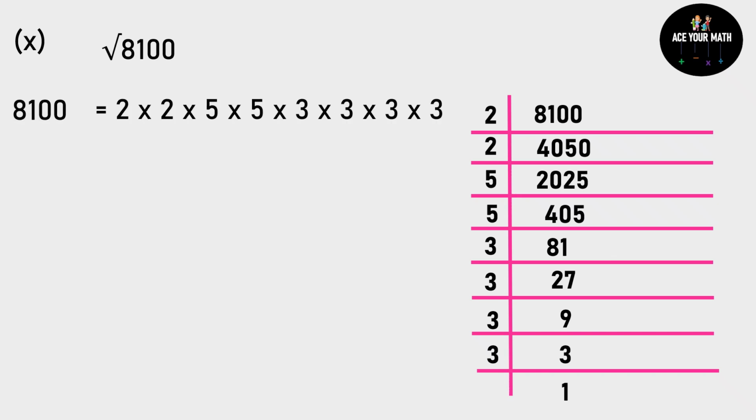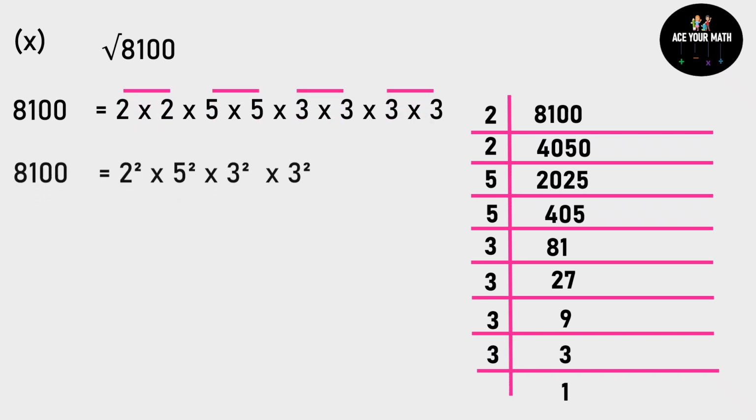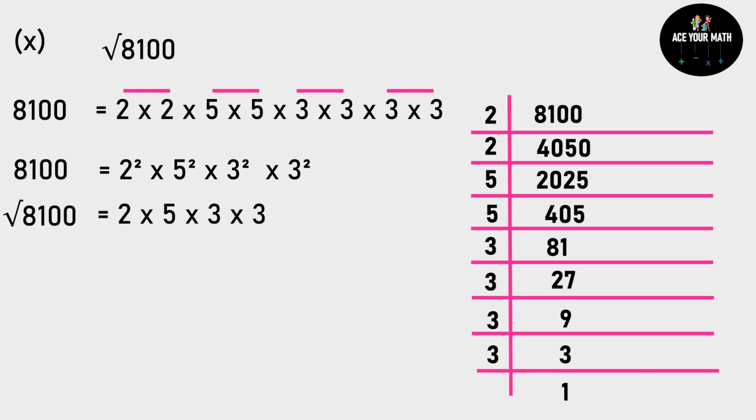So 8100 can be written as the product of all these factors. Now what is the next step? You will start forming pairs now of similar factors. So 8100 can be written as the squares of 2, 5, 3 and 3. Now when you find the square root, you will take all these factors once only. So the square root of 8100 is 2 multiplied by 5 multiplied by 3 multiplied by 3. And when you multiply all these numbers, you get 90 as the answer. So the square root of 8100 is 90.